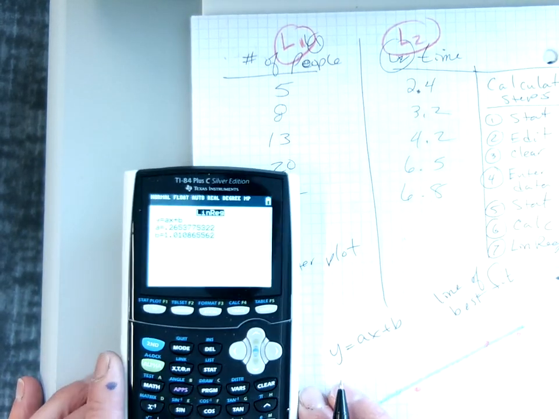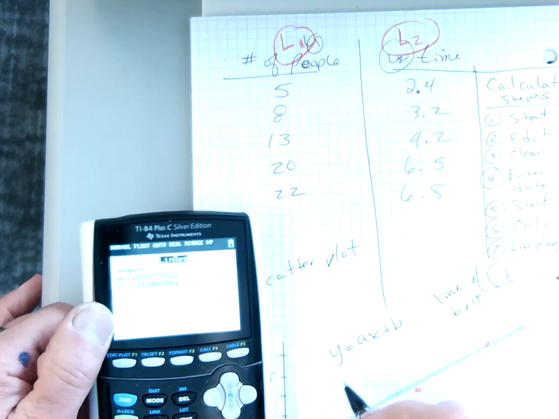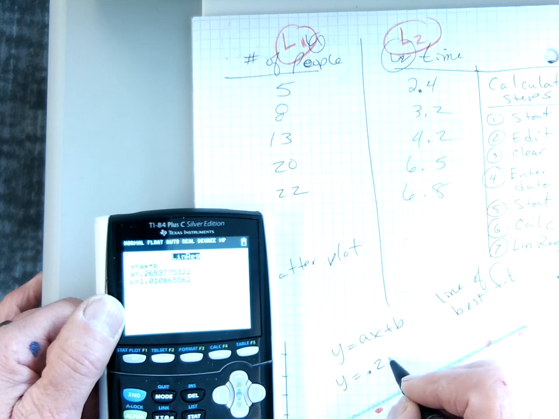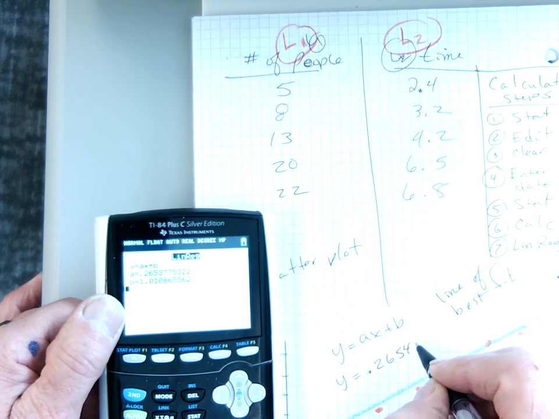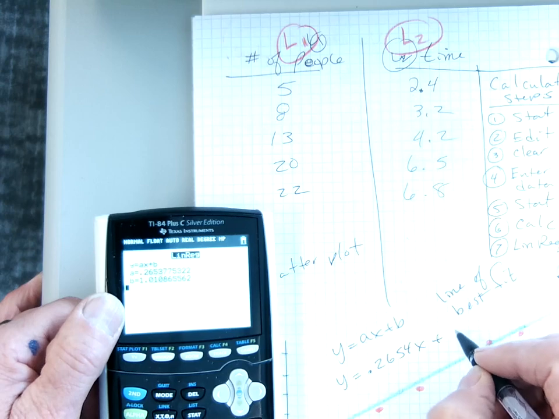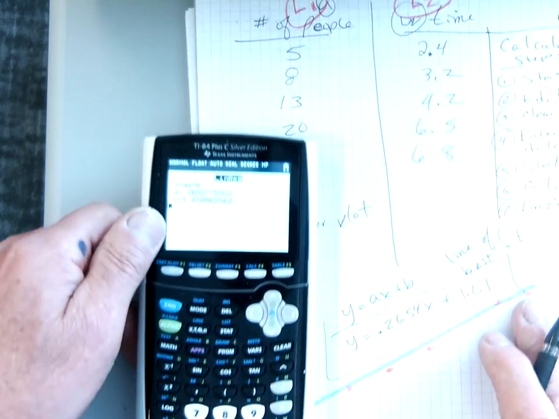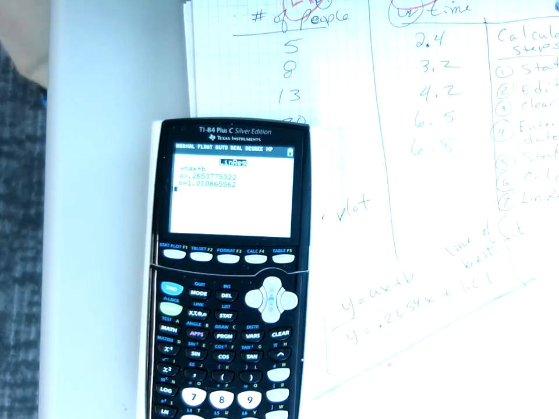But they tell me what the a is. Y equals a 0.2654x plus 1.01. Okay? Now, did you get that answer?